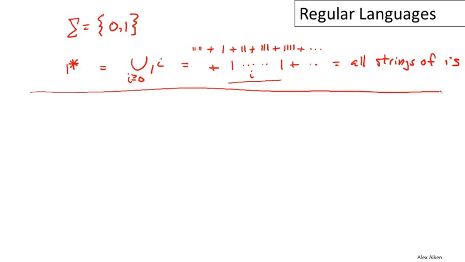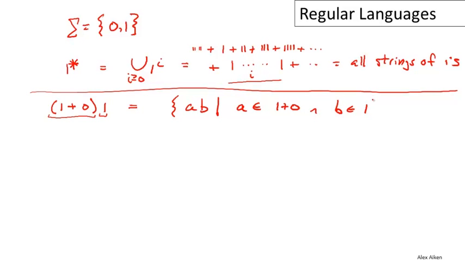All right, now let's do a second example. Let's think about the language 1 plus 0 concatenated with the language 1. Remember how concatenation works. It's a cross product, so we take every string in the first expression and combine it with every string in the second expression. So this is going to be equal to the strings AB, where A is drawn from 1 plus 0, and B is drawn from 1.